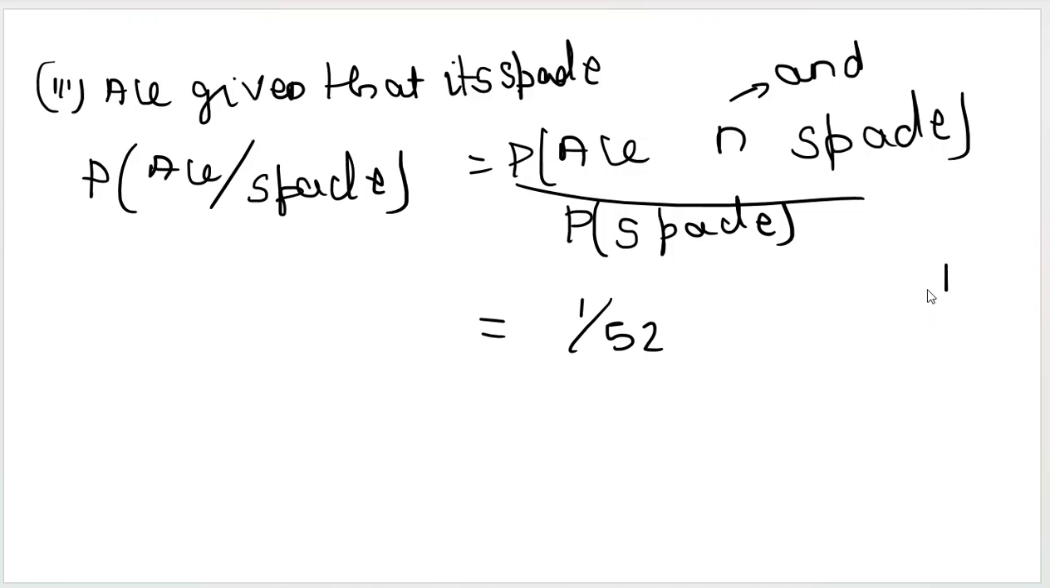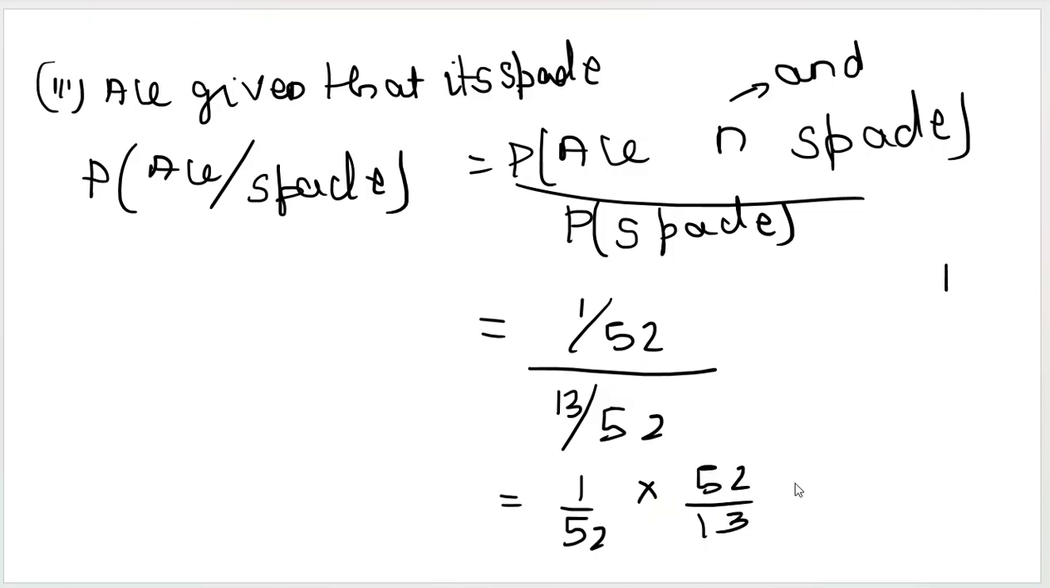There is only one card which is an ace as well as a spade. There are 13 spades, but among those 13 spades, only one is an ace. So which is why 1 upon 52. And then we do the probability of spade. There are 13 total favorable outcomes upon 52. So this will come down to 1 upon 52 into 52 upon 13, and we get the answer as 1 upon 13. Now with this, we have come to the end of the problems involving the definition of conditional probability.